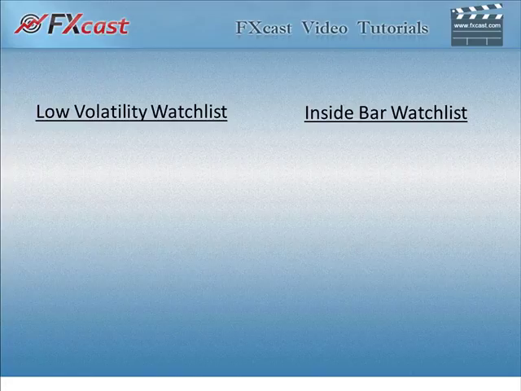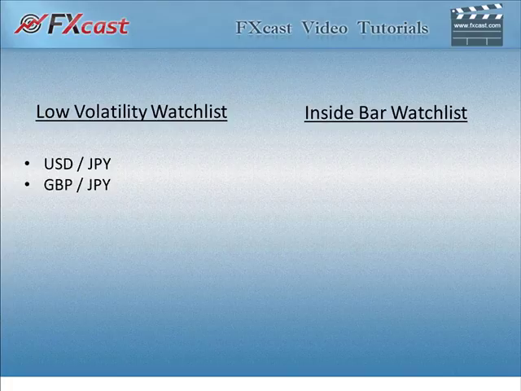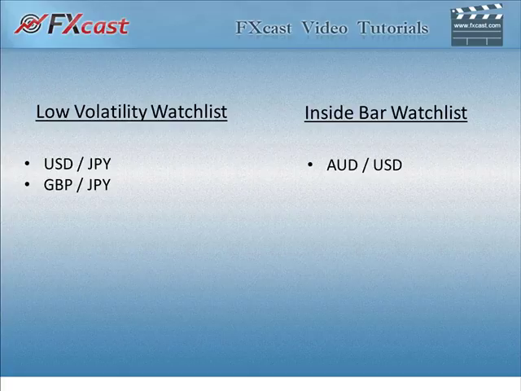Moving on to our watch list, first starting off with the low volatility watch list. This is our 1 hour time frame using Bollinger Bands. Watching for a break of the bands, we're going to be watching the dollar yen and the pound yen. For our inside bar watch list, that's watching today's range compared to yesterday. We are inside yesterday's range, so we'll be watching for a break. And for that, we'll be watching the Aussie dollar. Let's go to the economic calendar.